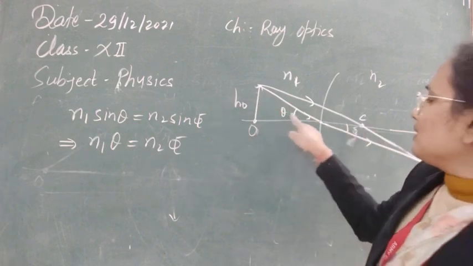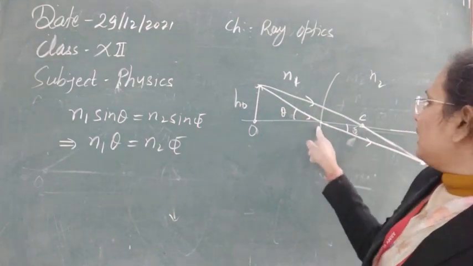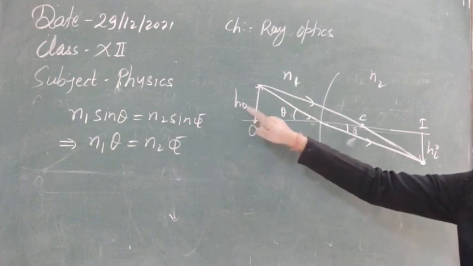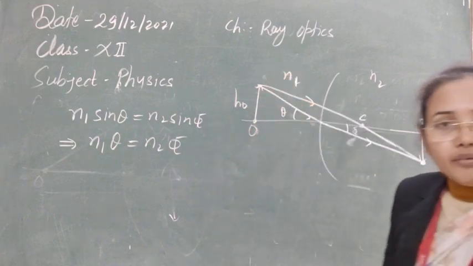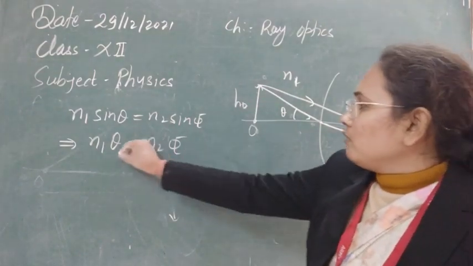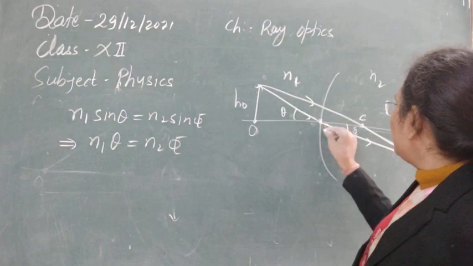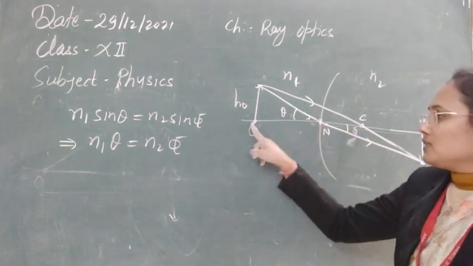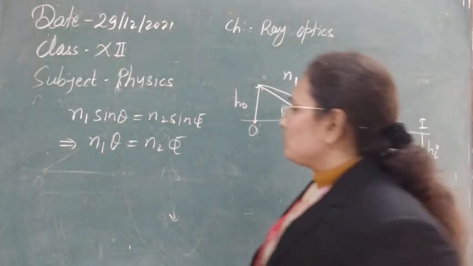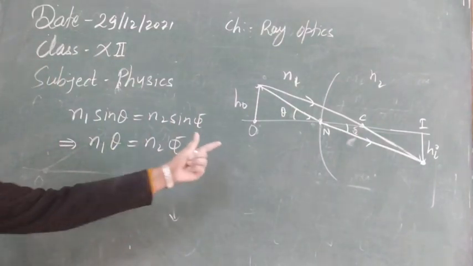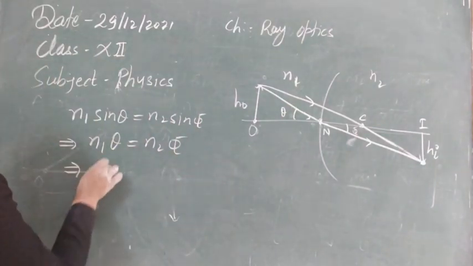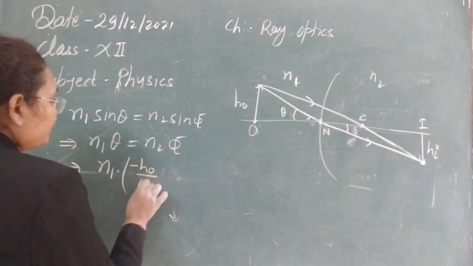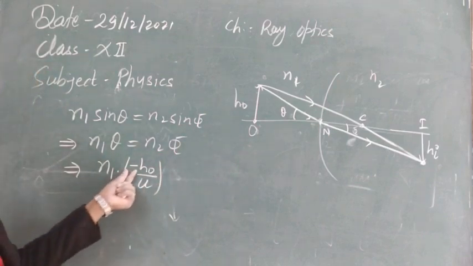So if you calculate tan theta in this triangle, tan theta has the value perpendicular upon base. The perpendicular is HO, and as the distance is in the upward direction, it will be taken as positive. Now upon O, suppose this point is N, so ON, you know the point here is the pole, and the distance from here to here is the object distance. That object distance, if that is U and is on the left side, will be taken as negative. So N1 theta will have the value minus H upon U, because here we have minus U, so I have written the minus sign here.